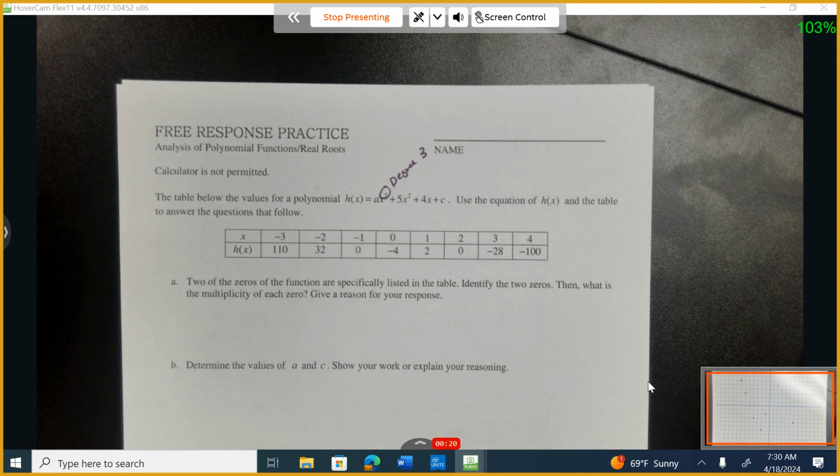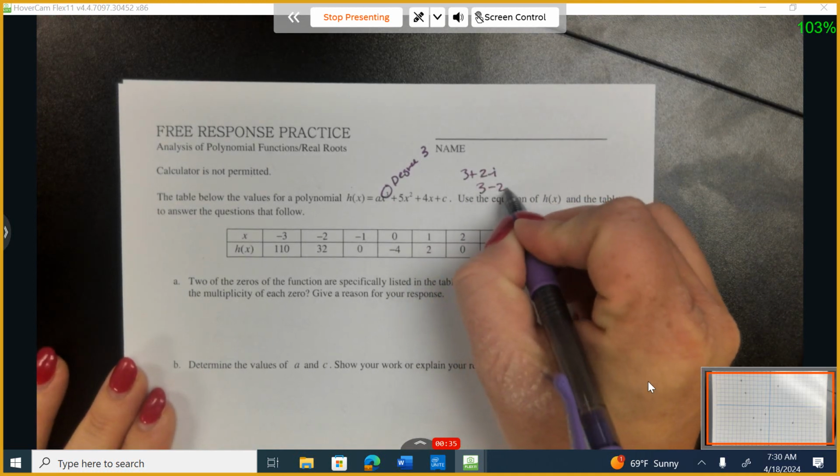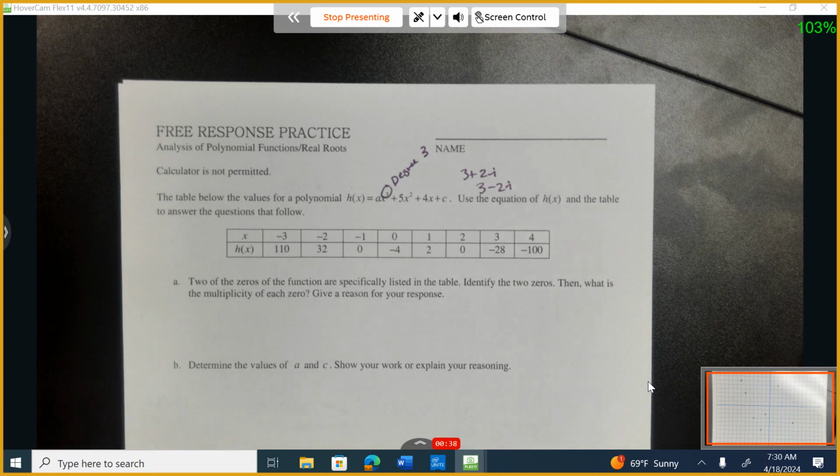If there happen to be imaginary solutions, that'd be solutions that have i's, just know that imaginary solutions come in pairs. If you didn't know that, you want to write that down. Imaginary solutions always come in pairs, like 2i and negative 2i. Or maybe it would be 3 plus 2i, that would be 3 minus 2i, okay? Imaginary always come in pairs.